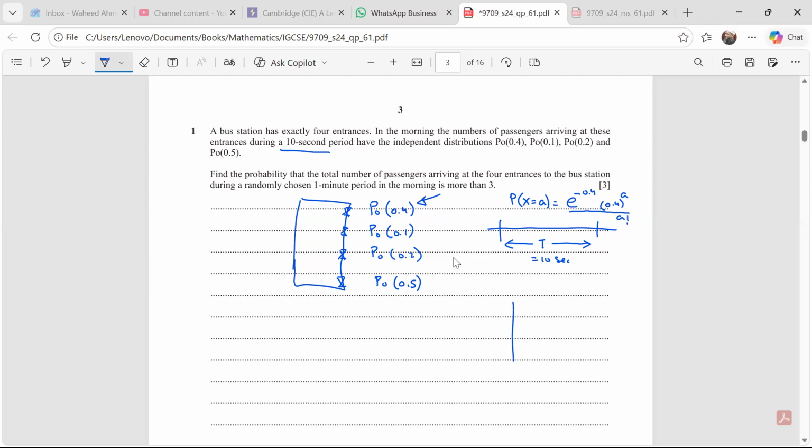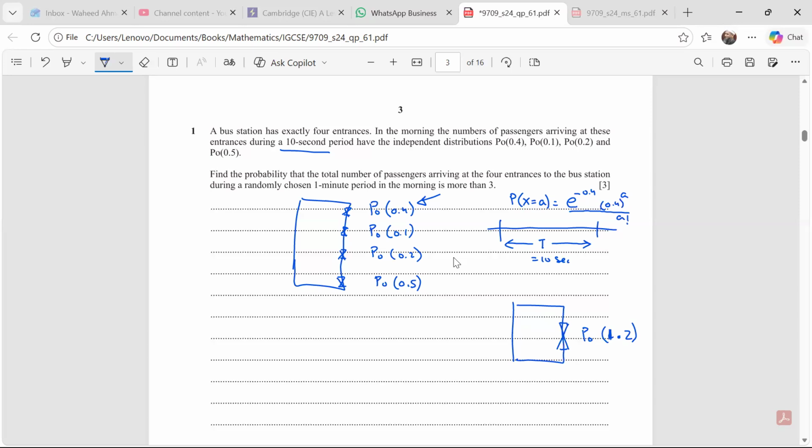Now, if I assume that this bus terminal has only one entrance, the number of people coming in each 10-second interval is the combination of all of these: 0.5 plus 0.2 plus 0.1 plus 0.4. So this is going to be a Poisson distribution with parameter 1.2.